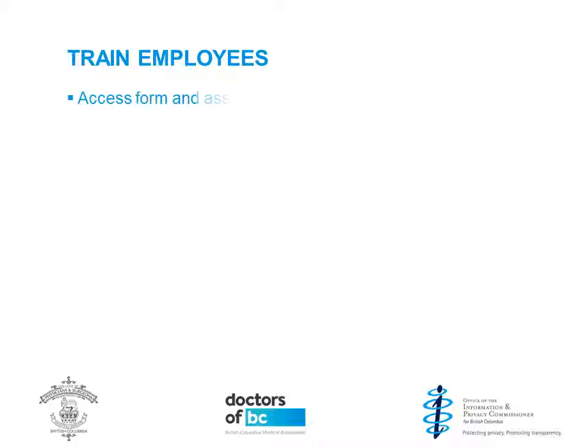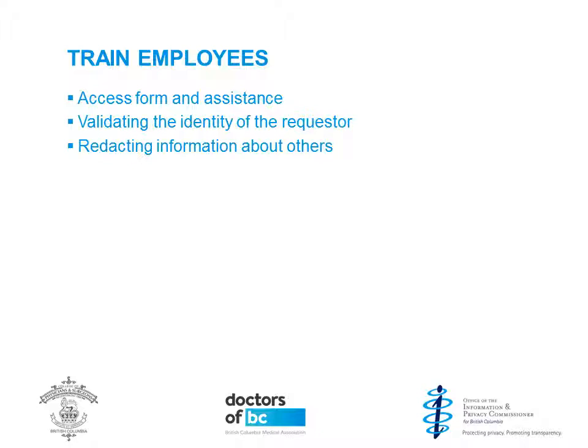Employees need to know what form the requester should use to request access and where to find it. They may also need to provide some assistance on how to fill it out to minimize the back and forth communications later. How to validate the identity of the requester, which should be outlined in the privacy procedures, and that they need to redact information about others, even if it's related to an investigation by ICBC, police, or WorkSafe BC.